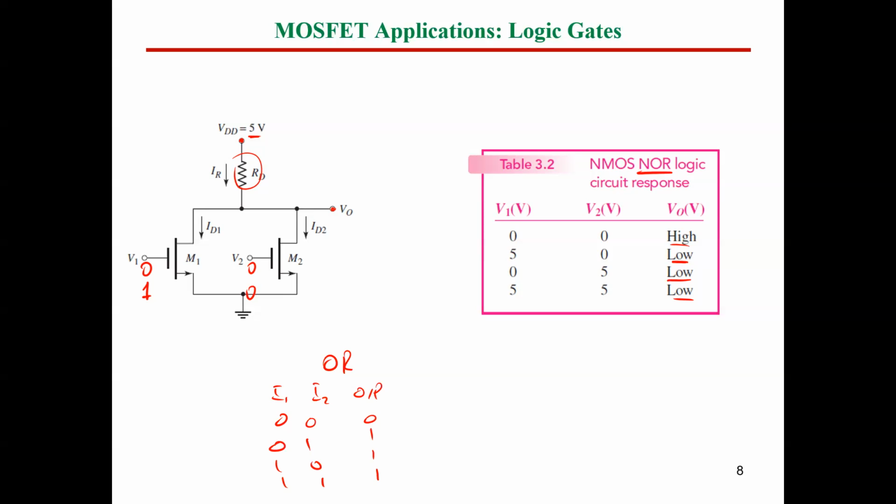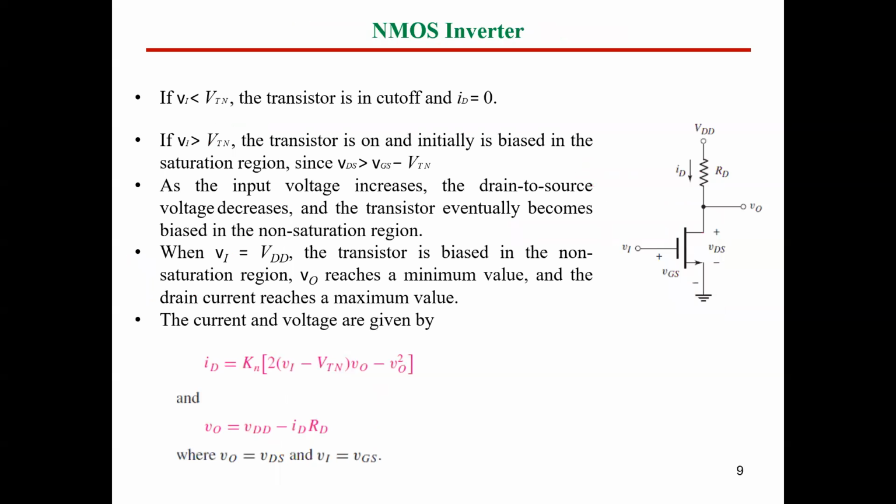Okay, so this is enough for the class today, guys. Next class, we will have some examples on the NOR gate, okay, and we will discuss the MOSFET as an inverter and as an amplifier.